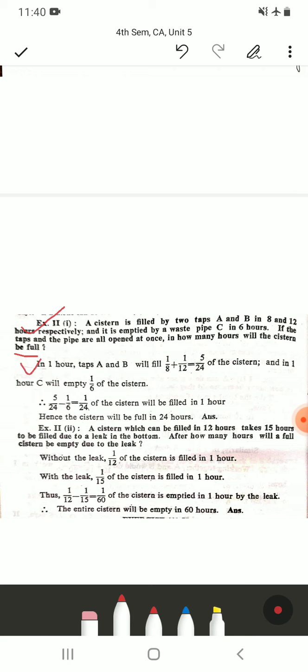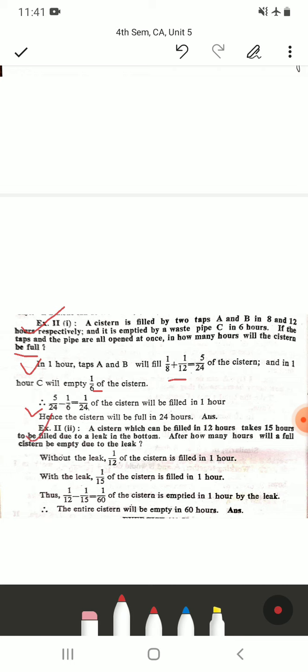So in 1 hour, tap A and tap B will fill 1 by 8 plus 1 by 12 of the tank, and in 1 hour C will empty 1/6 of the tank. Therefore, you can add these two and subtract this one, and you get the value. So 1 by 24th of the cistern will be filled in 1 hour, hence the tank will be full in 1 divided by 1 by 24, so it is 24 hours. Therefore it requires 24 hours for the tank to be completely filled.